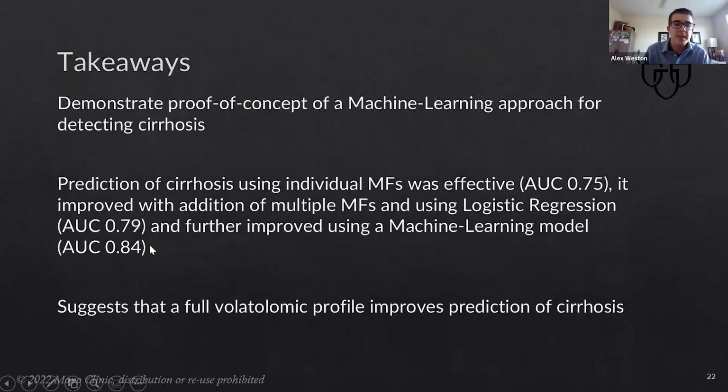And so one of the things that this suggests to us is that the more molecular features, or the larger amount of volatilomic data that you can apply to the classifier, the better your performance. So rather than taking individual peaks, the best performance was when we included all of the peaks that we know are important into a single classifier.